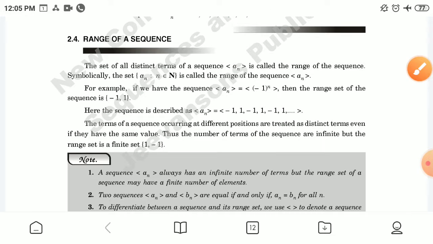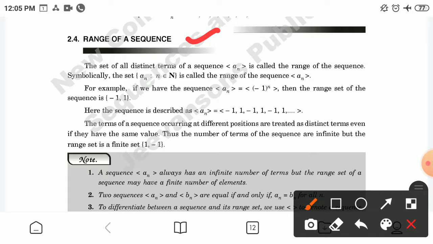Now the next definition is for range of a sequence. The set of all distinct terms of a sequence a_n is called the range of the sequence. Symbolically, the set {a_n such that n belongs to N} is called the range of the sequence a_n. For example, if we have the sequence a_n is equal to minus 1 raised to power n, then the range set of the sequence is {minus 1, 1}, that is set having different elements. Range of a sequence is this set which contains different elements.